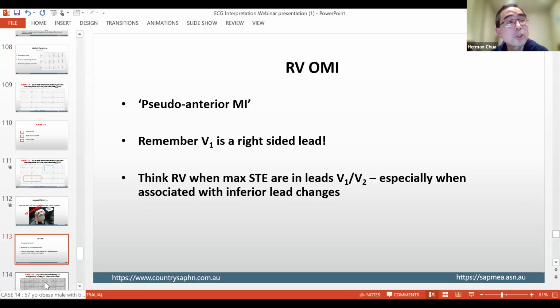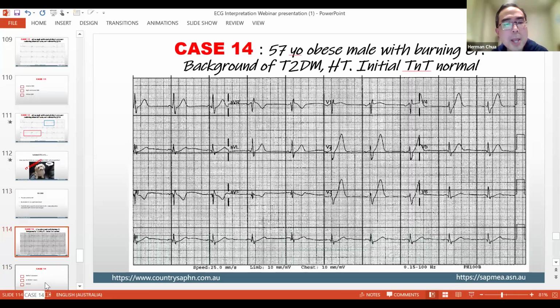And that's important because your treatment is actually a bit different, right? Because your preload is compromised, you want to support and maintain your preload. So you make sure that you've got fluids going for this patient. You avoid GTN in order not to exacerbate the hemodynamics or cause hypotension, okay? All right. Nearly there, guys.